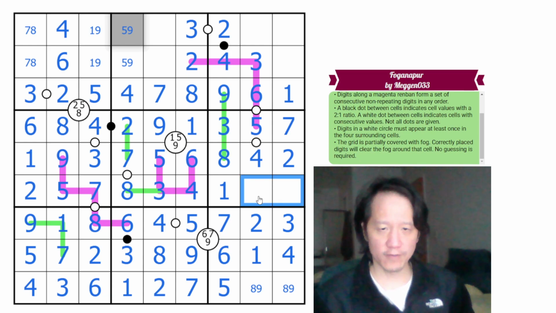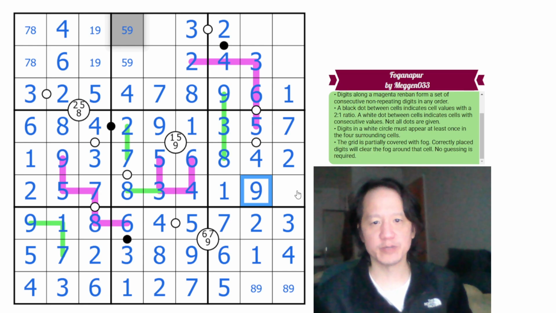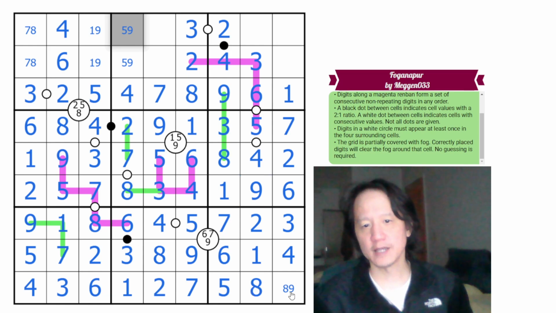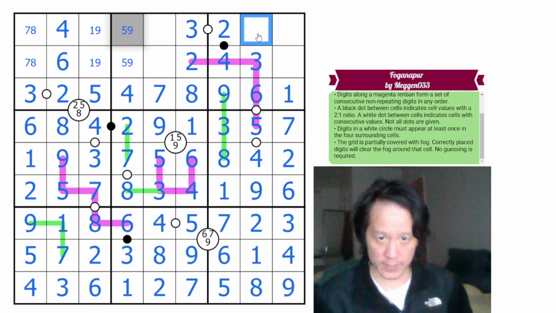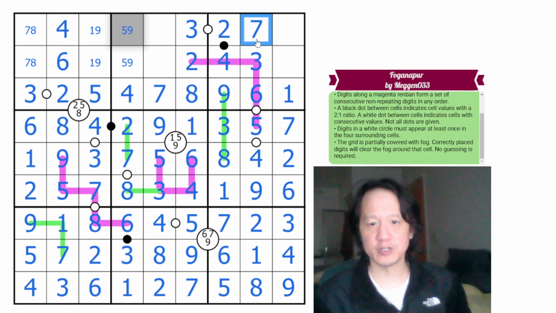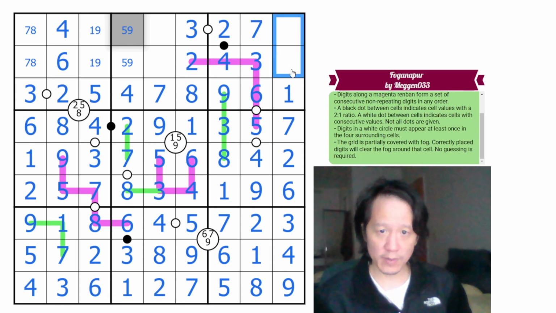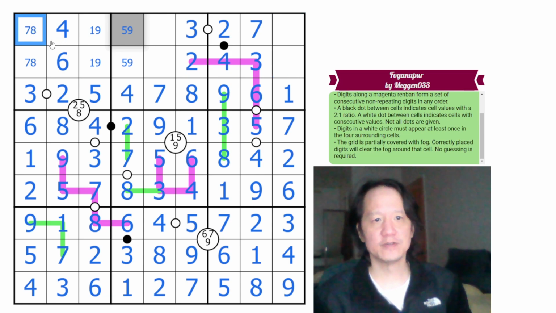We have what's left? 6 and 9. This can't be 6, therefore this must be a 9, which makes that a 6. That 9 makes that an 8. That 8 makes that a 9. What's left in this column must be a 7. We have 5 and 8 left in this column. This can't be 7, so therefore that's an 8, which makes that 7.